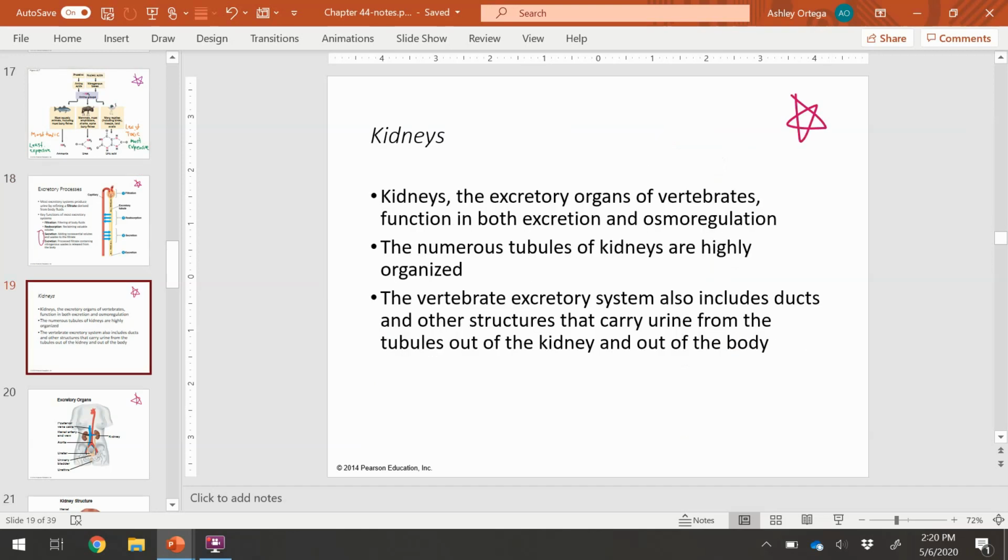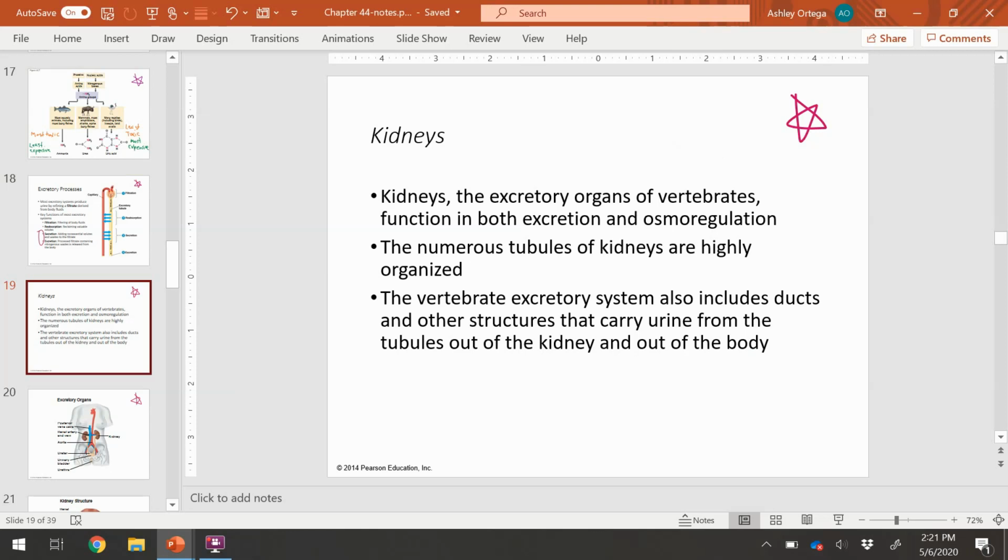So for humans, this process is done by the kidneys. The kidneys are the excretory organs of vertebrates, and this functions in both excretion and osmoregulation. So we're going to maintain the water balance, solute concentrations, and produce waste to excrete in the kidneys. And to do so, the tubules of the kidneys are highly organized. We'll see here in just a minute. We'll take a look at the tubule of the kidney. It's called a nephron.